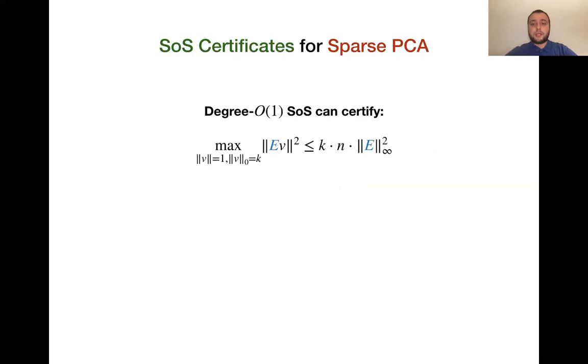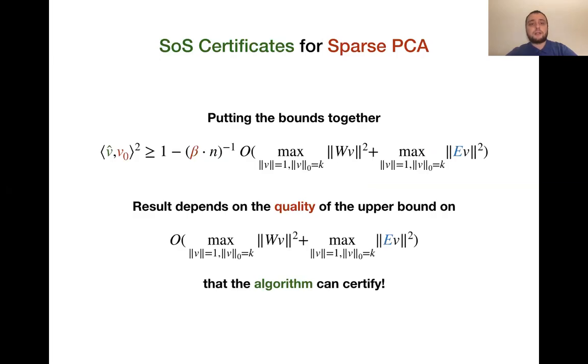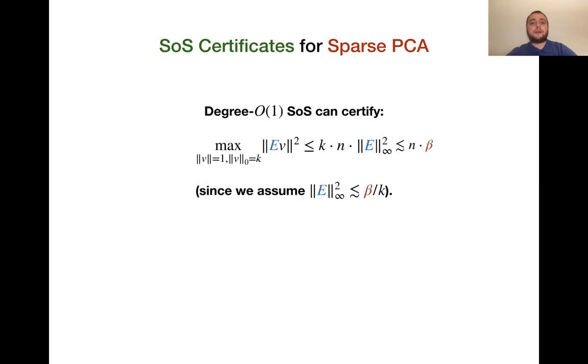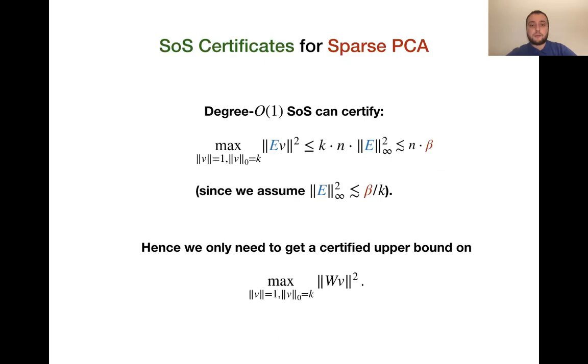For the term with the matrix E, the bound is quite easy because already constant degree sum of squares can certify this bound. Recall that we assumed some upper bound on the entries of E. Using this bound, we get that it is significantly smaller than n times p. And recall that we have this 1 over beta n factor in front of this big O. That's why we can assume that if the maximal squared entry of E is small enough compared to beta over k, then the term with E is small, and it's enough to get the certified upper bound on the sparse quadratic form of W, the Gaussian matrix W.